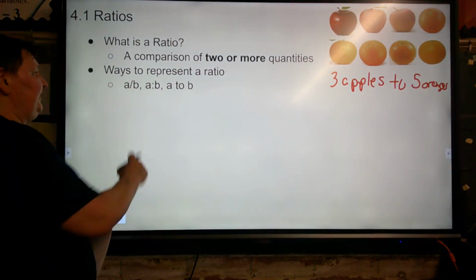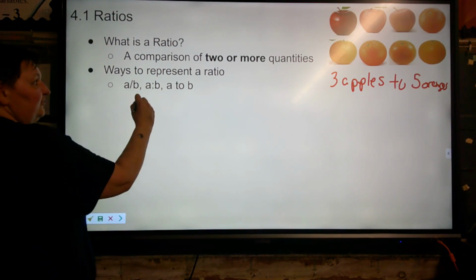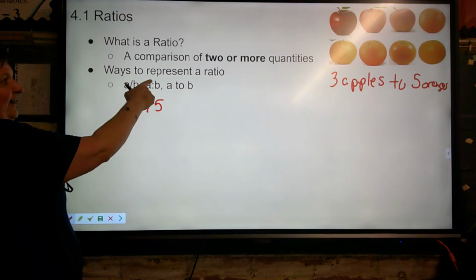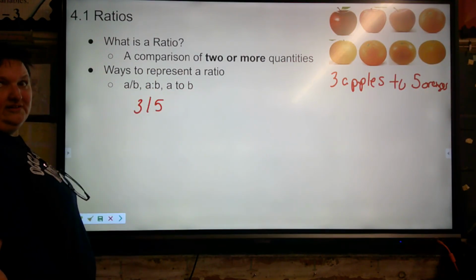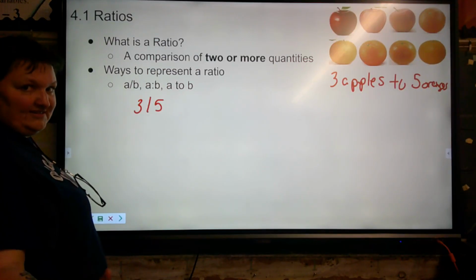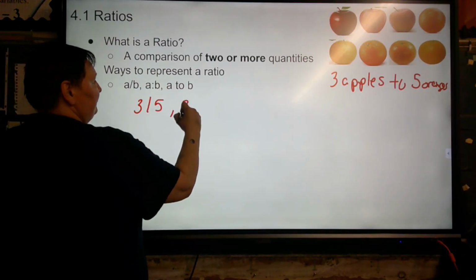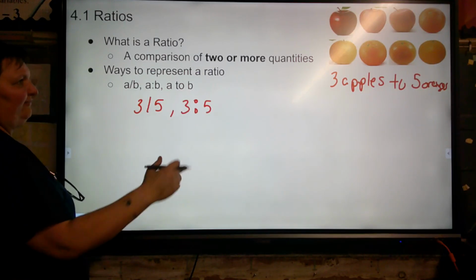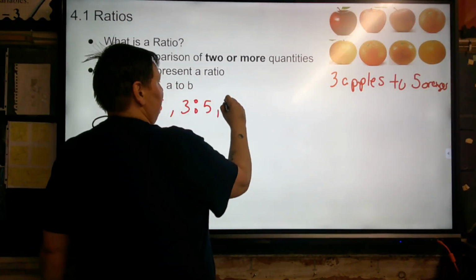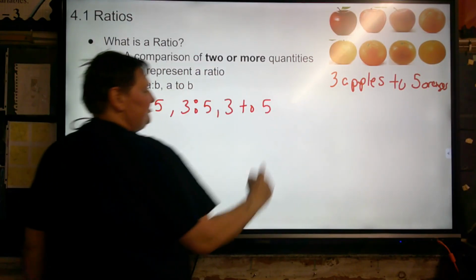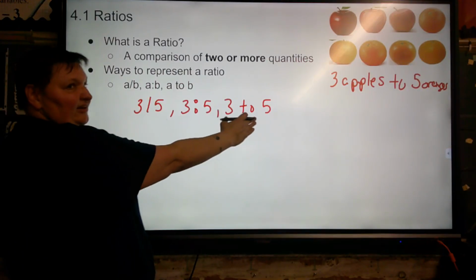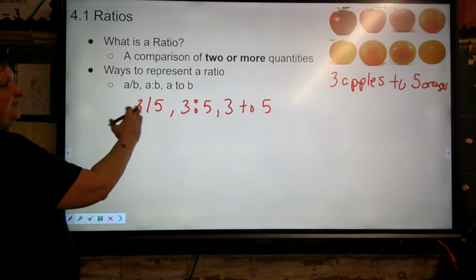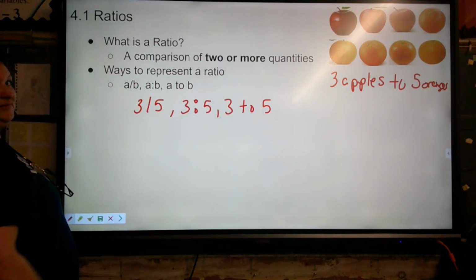You could also put it as a sideways fraction. 3 apples to 5 oranges. You could write it with a colon in the middle, because that's how ratios are sometimes written. So it would be 3 to 5, and it said 3 to 5. 3 apples to 5 oranges. 3 to 5 is your ratio. You could write it any of those ways. You might see it any of those ways. You need to be able to recognize that all of these are the same ratio.